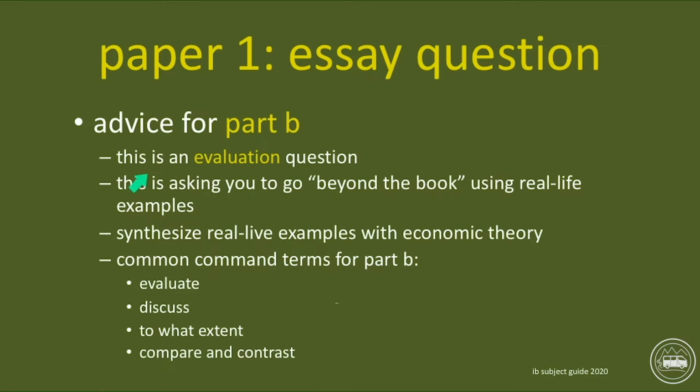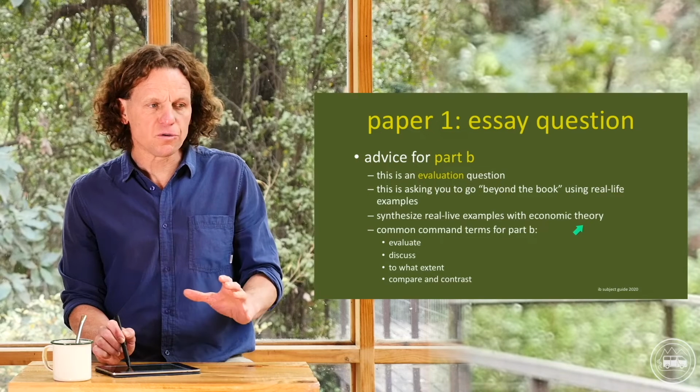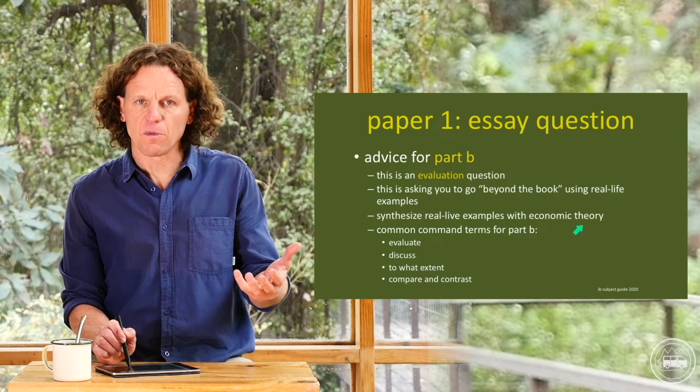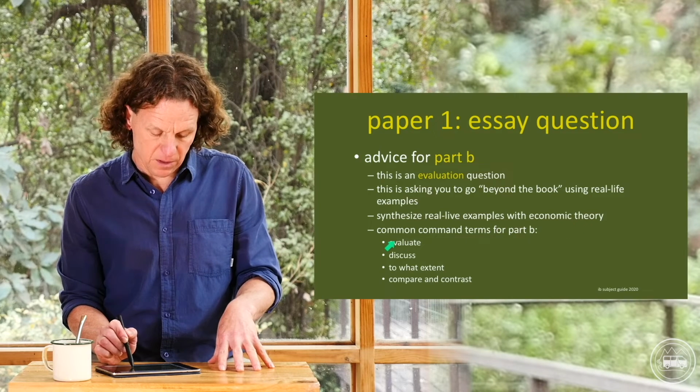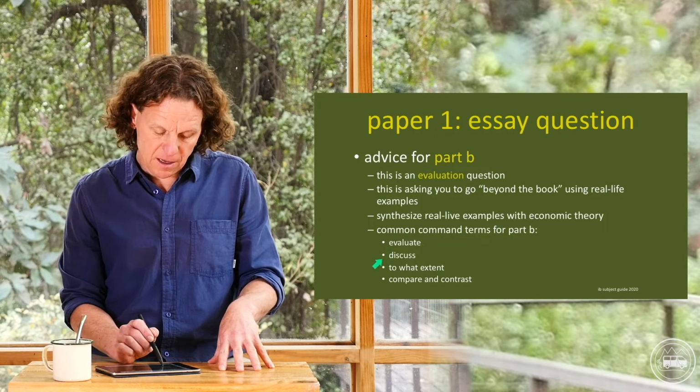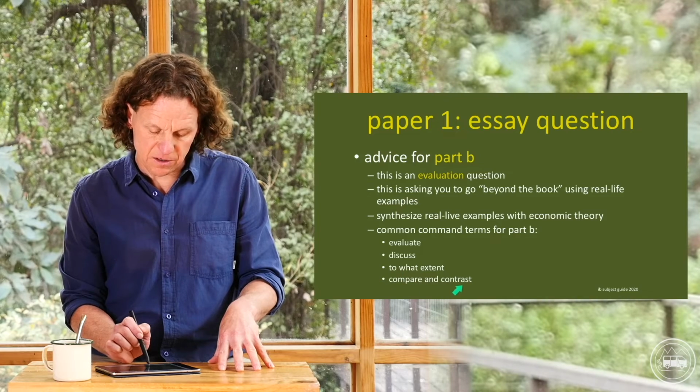Now let's take a look at some advice for part B. Part B, question B, is always the evaluation question. What evaluation is doing is asking you to go beyond the book using real life examples, meaning that you're going to synthesize real life examples with economic theory. This is critical. If you don't do this, you're providing a report and you don't get a good mark, so you don't get a good score on your IB exam. Common command terms for part B: evaluate, discuss, to what extent, compare and contrast.